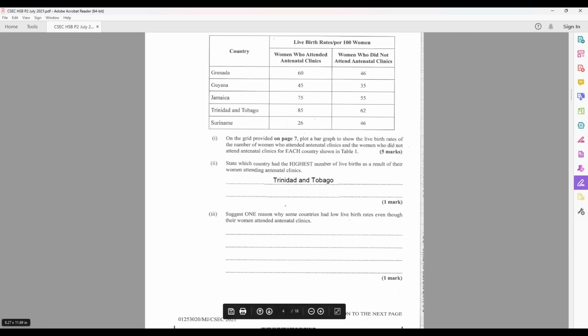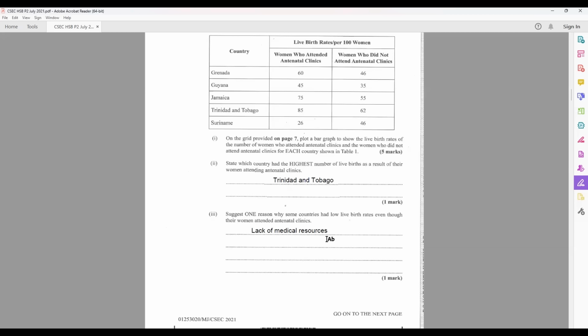Suggest one reason why some countries had low live birth rates, even though their women attended antenatal clinics. And the simple answer is there could be a lack of medical resources. They might need specific medicine to treat certain illnesses that women can develop during pregnancies. And if you don't have access to the resource, then a lack of medical resources can cause death. So, a lack of medical resources.